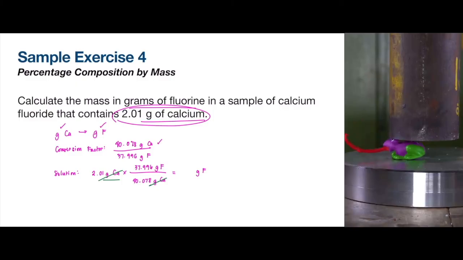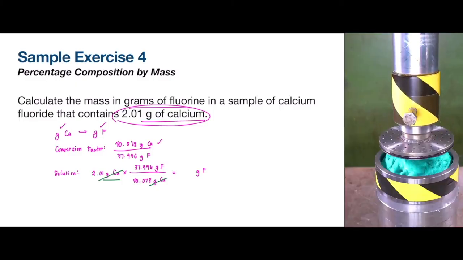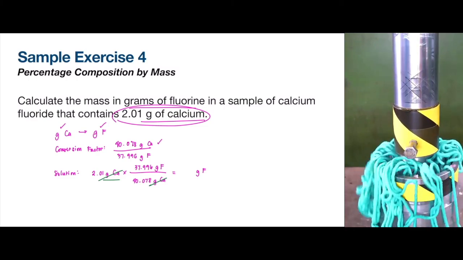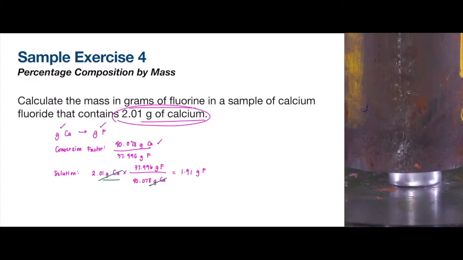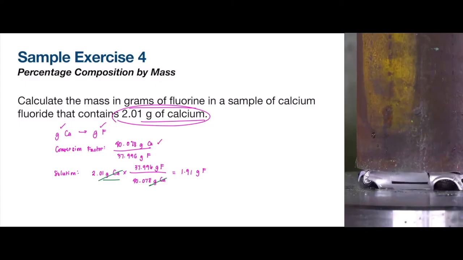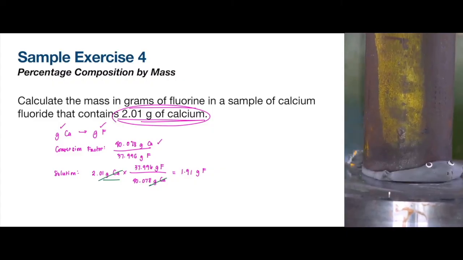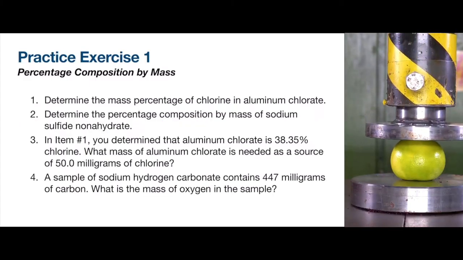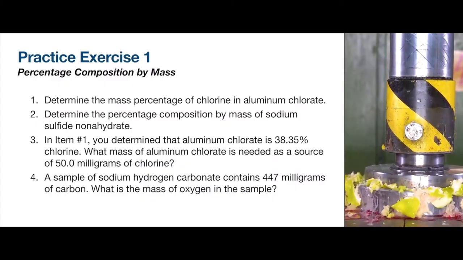So 2.01 times 37.996 divided by 40.078 equals 1.91 grams of fluorine. Thus, if a sample of calcium fluoride contains 2.01 grams of calcium, it will contain 1.91 grams of fluorine. Now, you can pause this video to answer the following exercises.